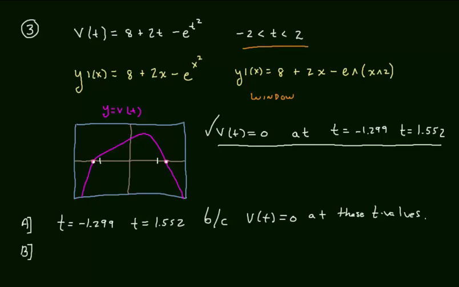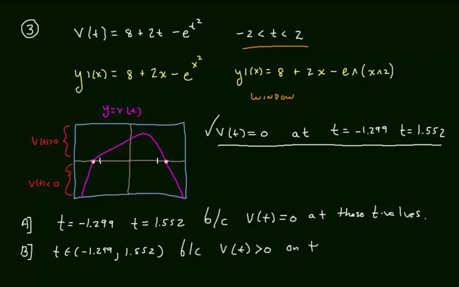Part B, when is the particle moving to the right? Well, let's go over here. I like to make this good practice: v of t is greater than 0 above the axis, v of t is less than 0 below the axis. Okay, so when is the particle moving to the right? Well, that's when t is an element of -1.299 and 1.552. And that's because here v of t is greater than 0 on this interval.